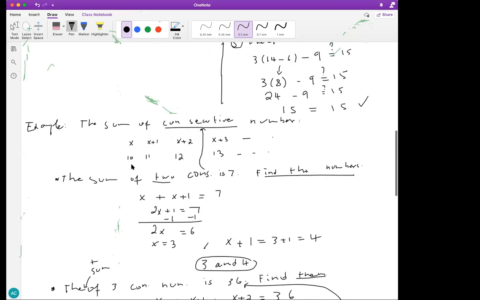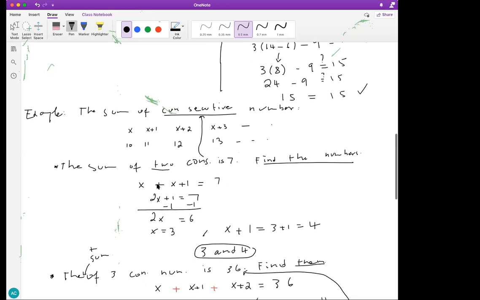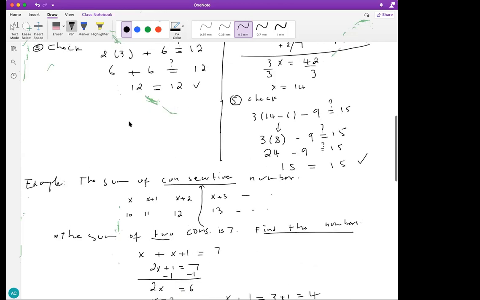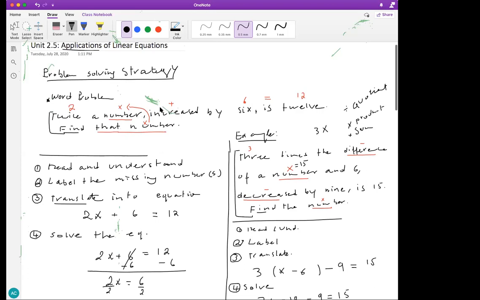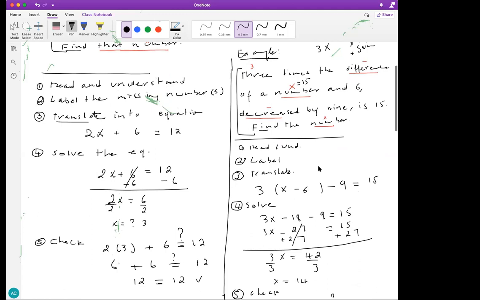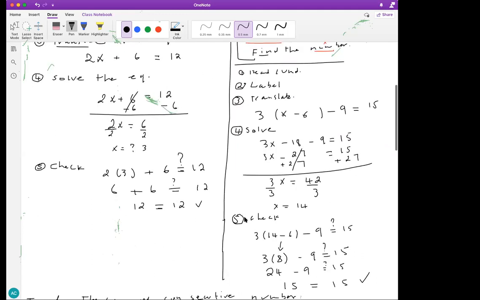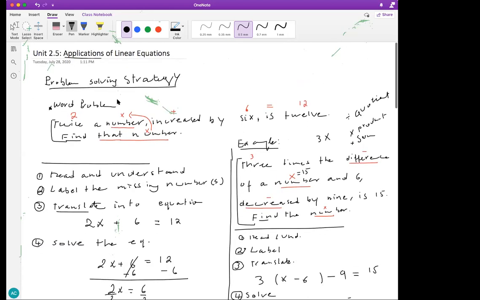Consecutive numbers also, and again, if instead of the sum it says the difference, you use subtraction. And if it's a direct word problem like this, just translate it correctly. Be careful with where to put the parentheses. Translate each word correctly, and then solve the equation. Don't forget to check at the end, the last step to check. And that's basically a few applications of linear equations.